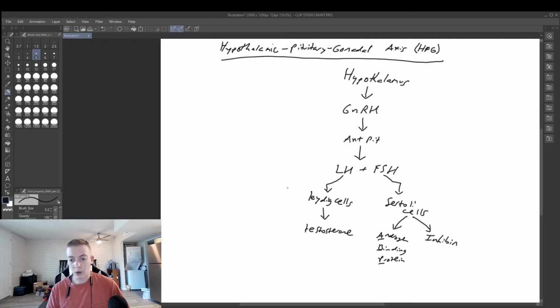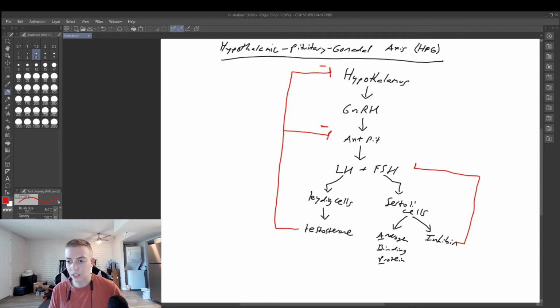So let's look at our regulatory mechanisms. So we have the same negative feedback like we did in the last video. Testosterone is going to have negative feedback at the hypothalamus and at the anterior pituitary. So it's going to tell the hypothalamus that we don't need any more testosterone, so we can decrease the level of GnRH and we can decrease the level of LH and FSH. And then inhibin, as we learned in the last video with the ovaries, is only going to inhibit FSH. And so we have an even further decreased level of FSH the more inhibin that we produce.